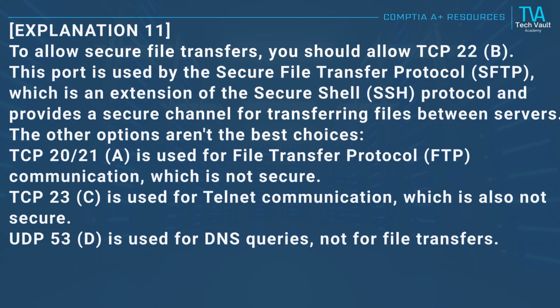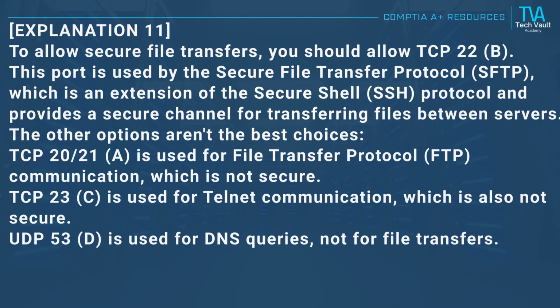To allow secure file transfers, you should allow TCP 22, B. This port is used by the Secure File Transfer Protocol, SFTP, which is an extension of the Secure Shell, SSH protocol, and provides a secure channel for transferring files between servers. The other options aren't the best choices.